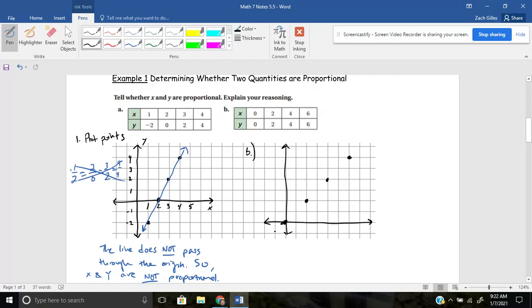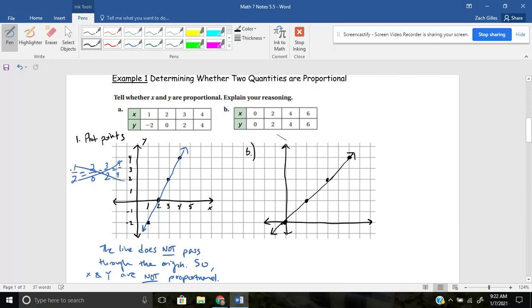Okay. And then I will connect my dots. Sorry if it's not the straightest line. You should hopefully use a ruler or the side of your book to make straight lines, but I can't really do that with my digital pen here. And then let's see, is this a proportional relationship? Well, does my line pass through the origin? Yes.